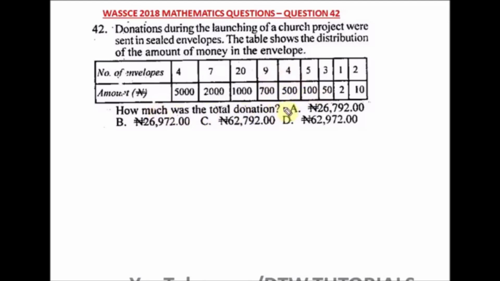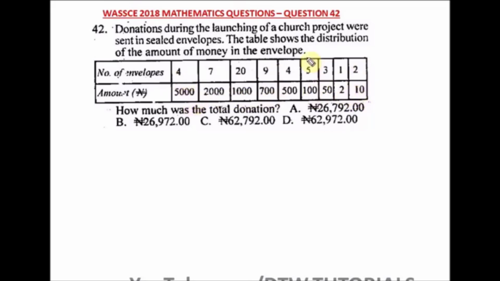So to get the total donation, all we need to do is multiply: 4 times 5,000 plus 7 times 2,000 plus 20 times 1,000 plus 9 times 700, and so on till we get to 2 times what? 10 naira. All right. Okay, I hope we understand this.